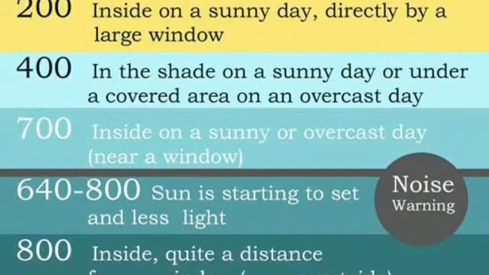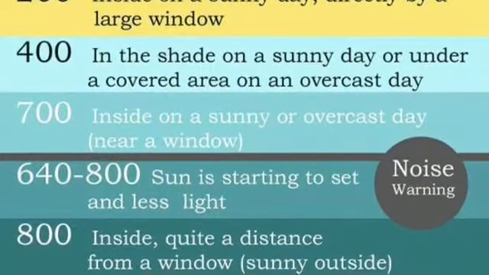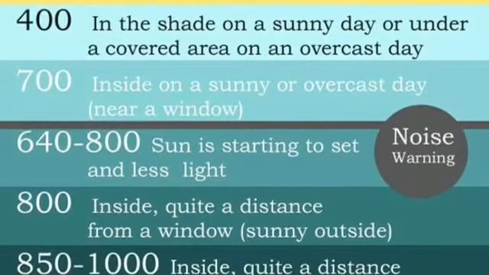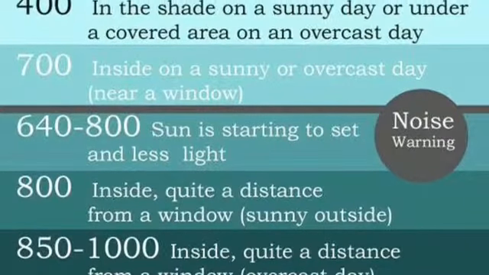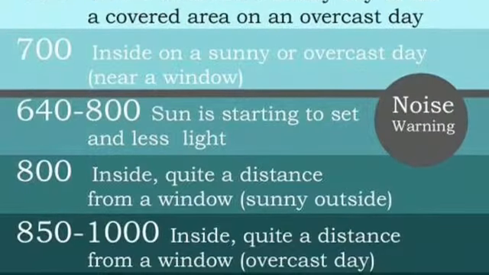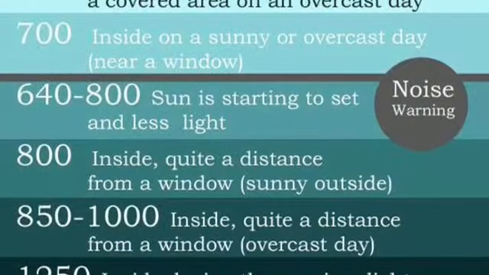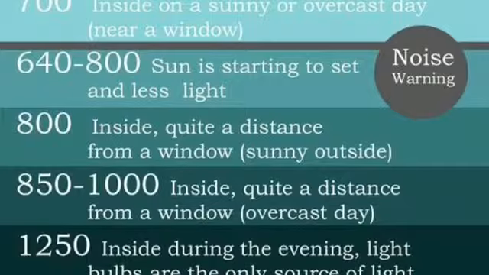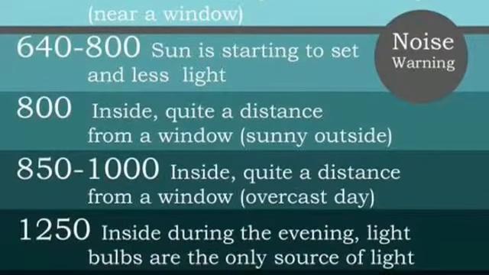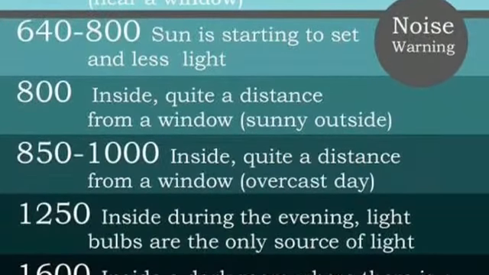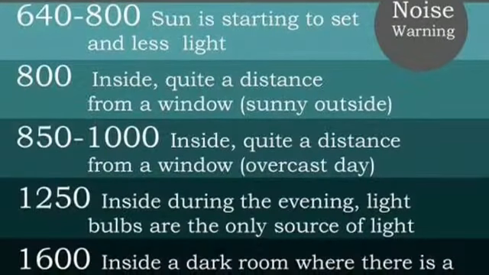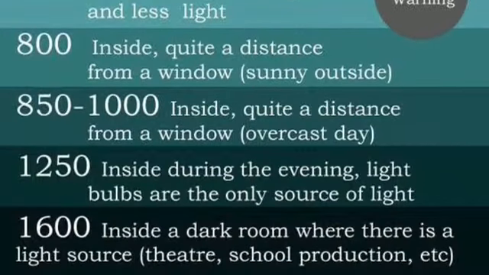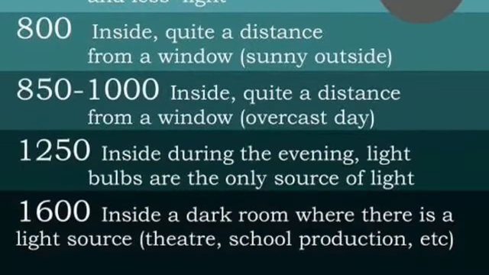So I hope you've been following along with what these numbers mean. Here we get to 640 to 800, and there's a noise warning circle over here. This is what I was telling you about. The darker it is and the higher the ISO you use, you'll see lots of noise, and I have an example of that. So when you get ISO, shutter speed, and aperture as the three pillars of your photography, and you figure that out, you're going to have some perfect exposures.